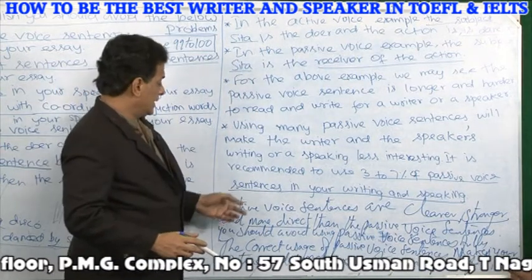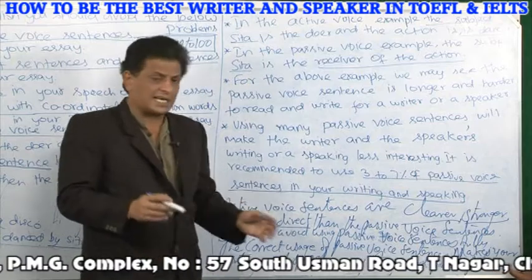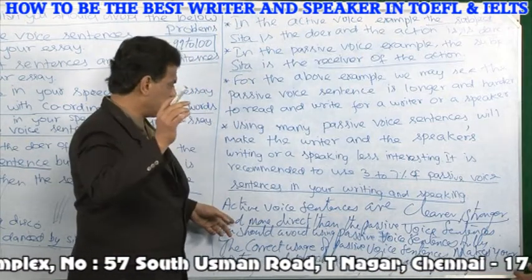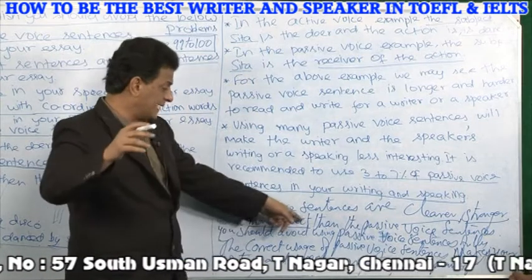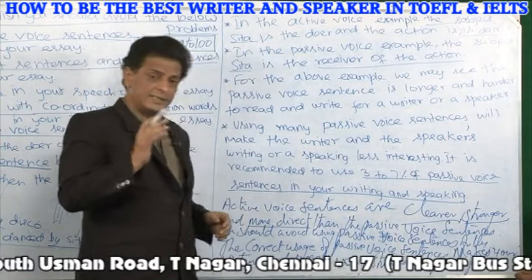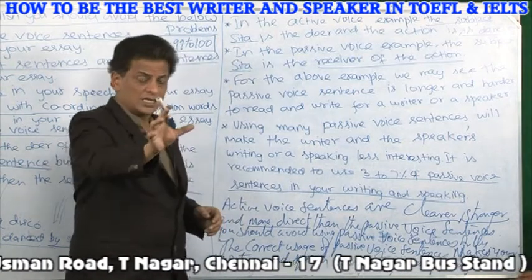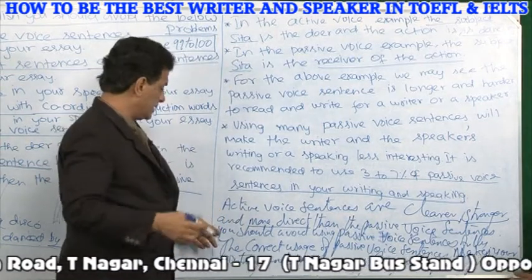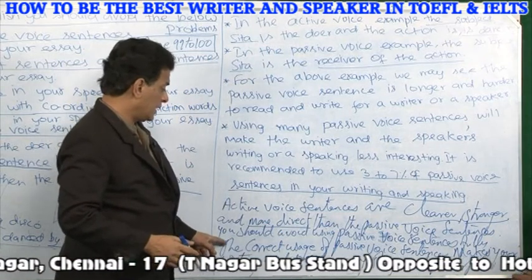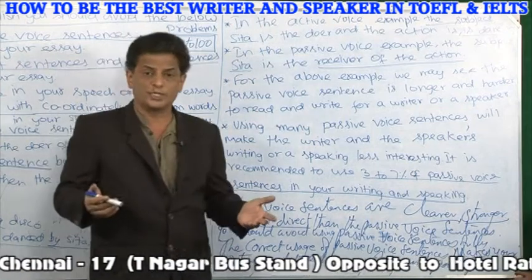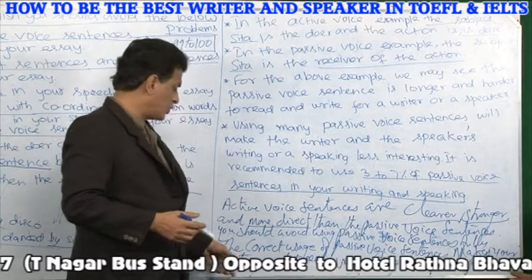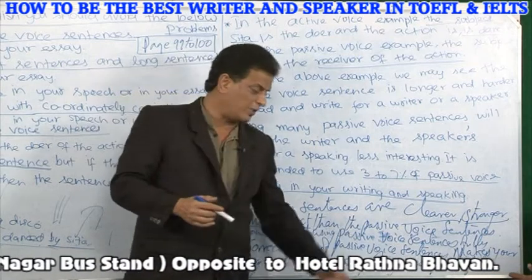So, active voice sentences are clearer. Active voice sentences are very clear. They are stronger and more direct than passive voice sentences. Active voice sentences are more direct, and they are focused towards the audience or towards the reader. You should not avoid passive voice sentences fully. You should use passive voice sentences once in a while. The correct usage of passive voice sentences makes your writing and speech very strong and powerful.